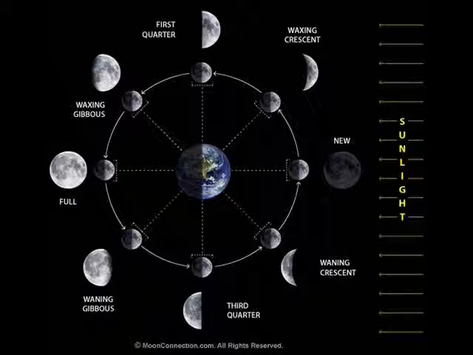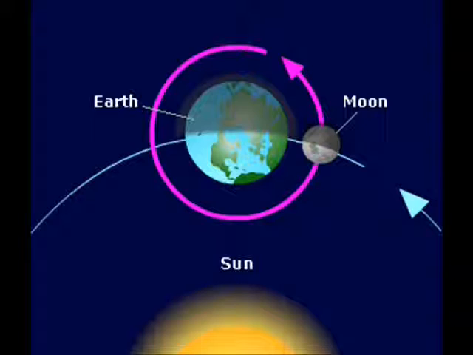The moon makes one rotation about every 28 days, and during those 28 days is when the lunar cycle is taking place. The moon orbits around the Earth as the Earth orbits around the Sun. Therefore, the sunlight hits the moon in different amounts, causing us to see the moon in different ways. During the lunar cycle, the phases of the moon are new moon, first quarter, full moon, and last quarter.